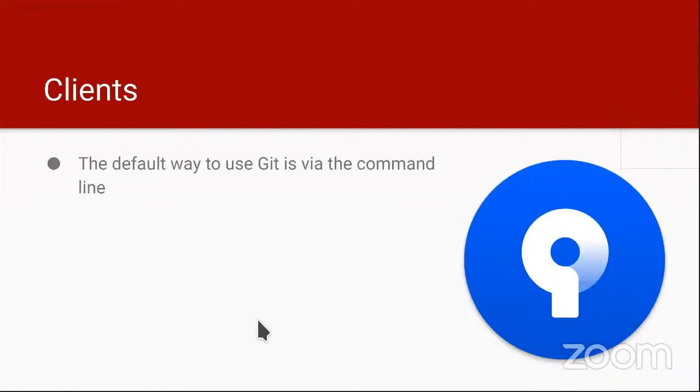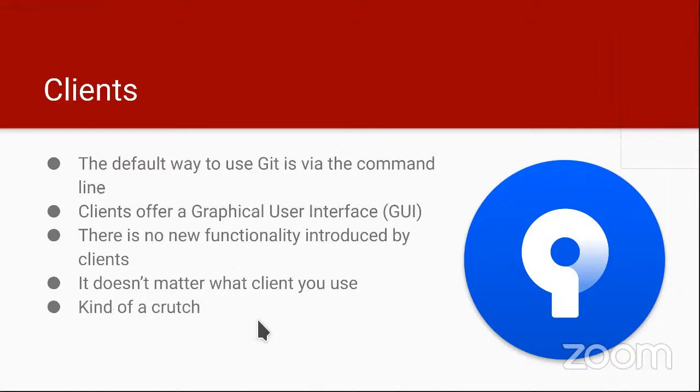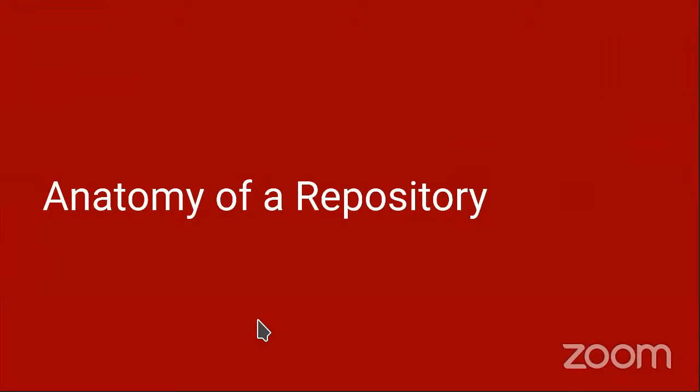So you can have clients where, instead of using the default way to interact with Git, which is using a command line, you can use a client instead. They offer a nice graphical user interface. There is not really any new functionality introduced by clients. It's just a nice skin on top of the command line. And it doesn't matter what client you use, they're all very similar. But it is kind of a crutch, so I wouldn't recommend it that much, especially for CAD, because it can introduce issues.